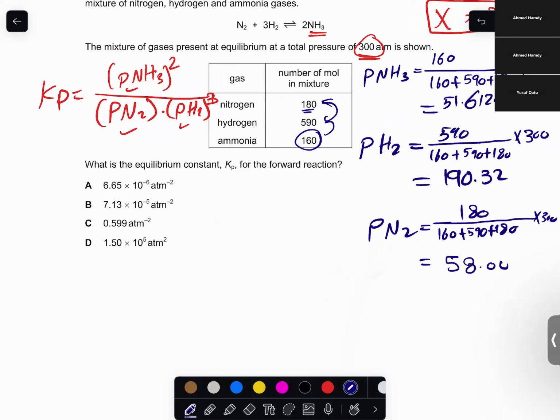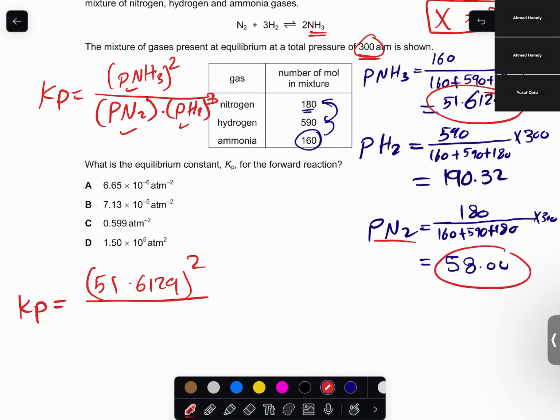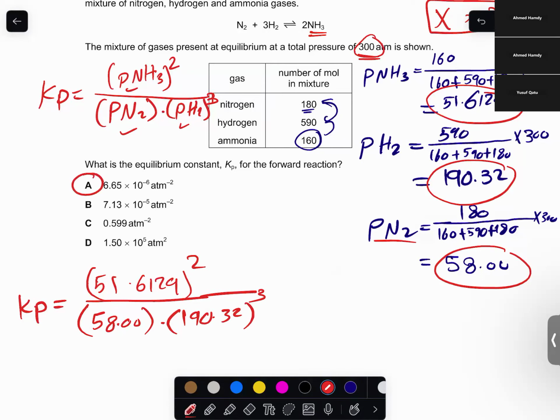58.00. Now I have the partial pressure of each one. I can get Kp. Kp equals pressure of NH3, which is 51.6129 squared, divided by the pressure of N2, which is 58.00, times the pressure of hydrogen, which is 190.32 to the power of 3. When we calculate this, the answer will be 6.065 times 10 to the power of -6.